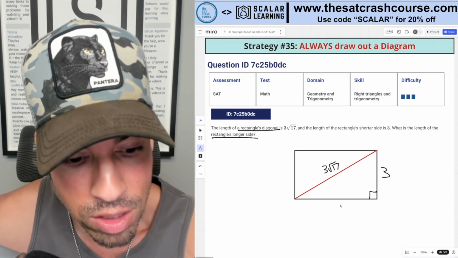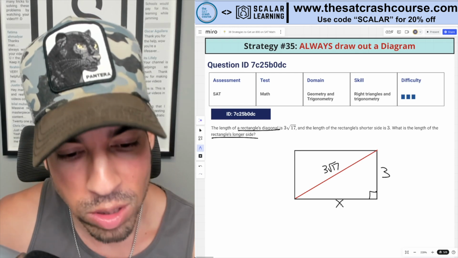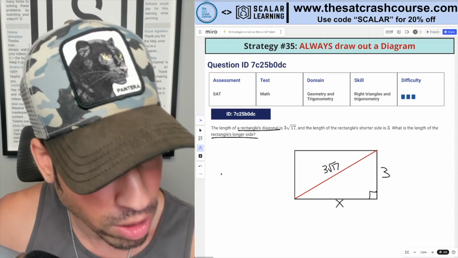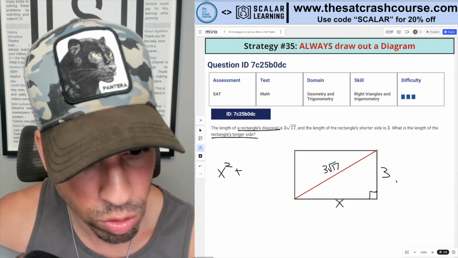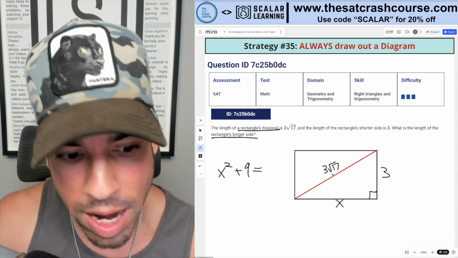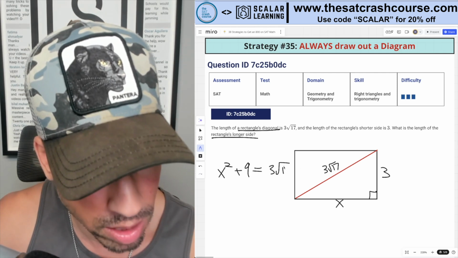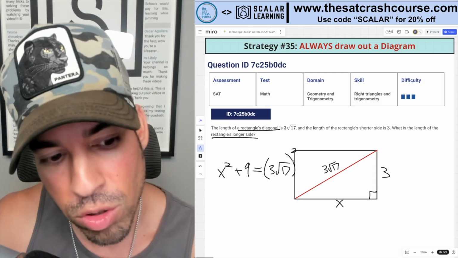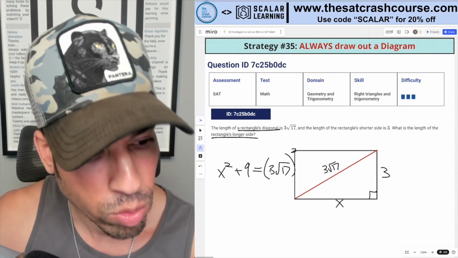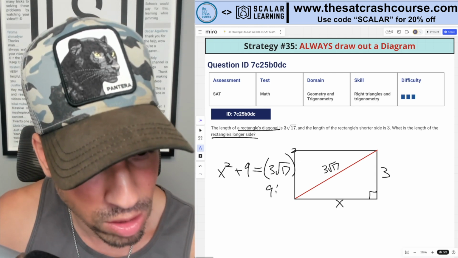I see that this is a nice right triangle, and I'm going to solve for this little leg. So I'm going to use the Pythagorean theorem. X squared plus 3 squared, which is 9, is equal to the hypotenuse squared, which is 3 rad 17 squared. You can use DESMOS. I'm going to do it mentally though. 3 squared is 9. Square root of 17 squared is 17.